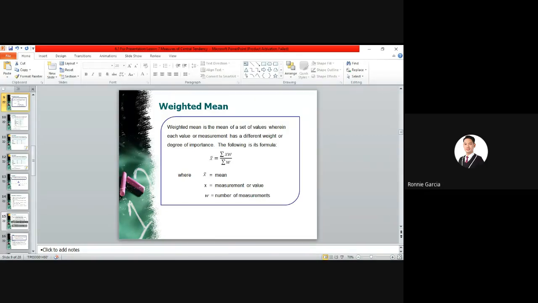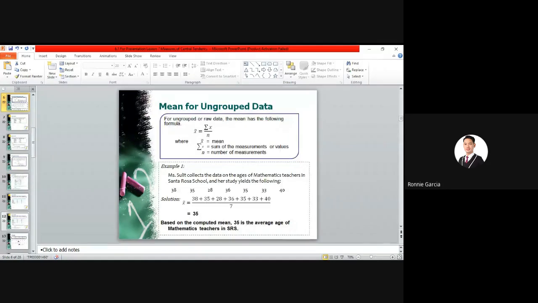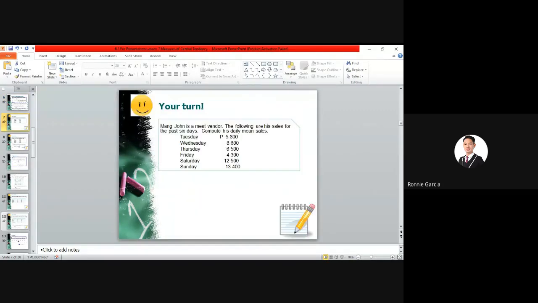If we are going to consider our example, katong previous na nga example, kani siya, as well as katong ganina, kaning mga age, di ba pareha raman siya og degree of importance? Ang 38, 35, 28, and so on, pareha ra siya importance. Just like kaning 5,800, 8,600, 6,500, parehas na siya og importansya. That is why wala tay gi-multiply sa iyaha. Gidiretso na to siya add and gi-divide kung pila sila kabuok.